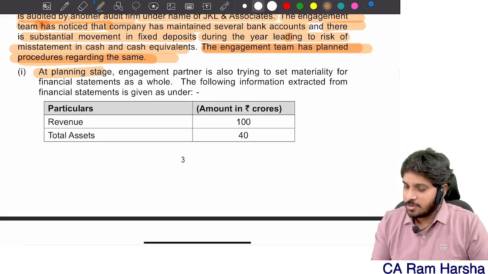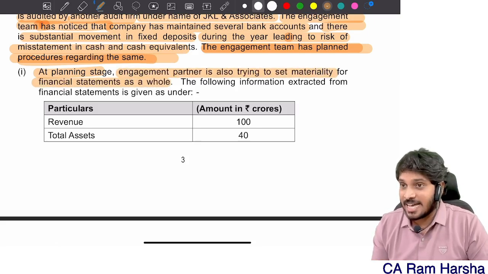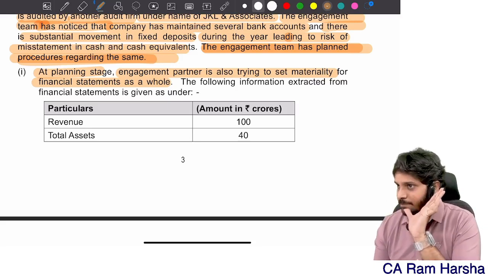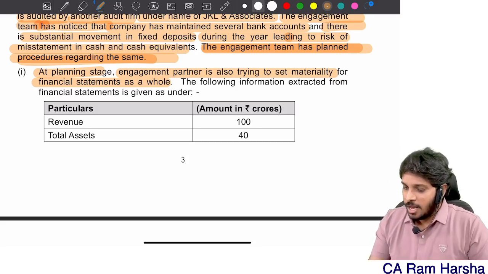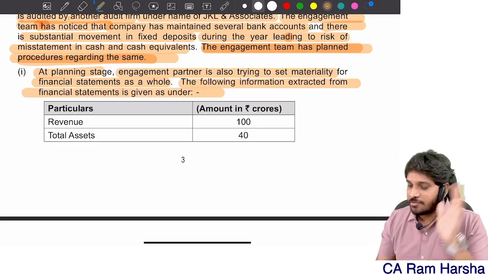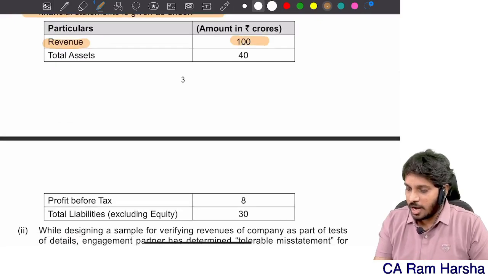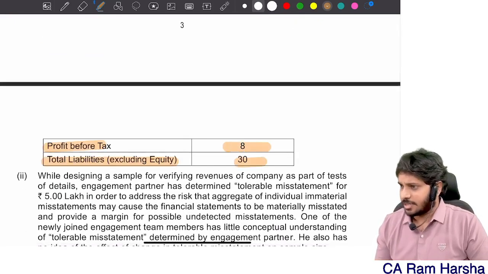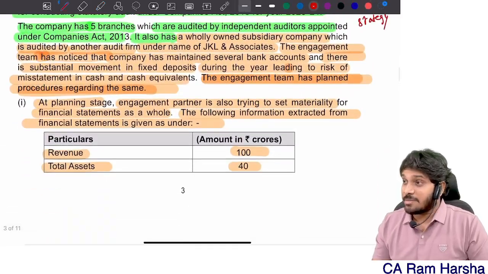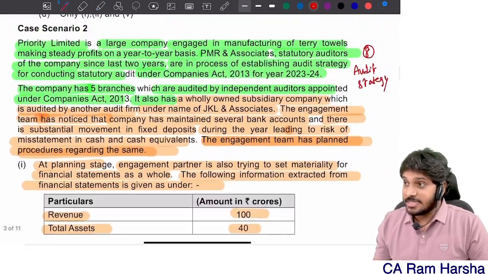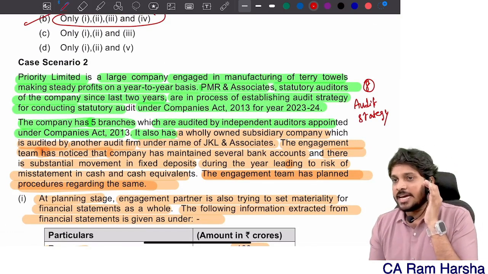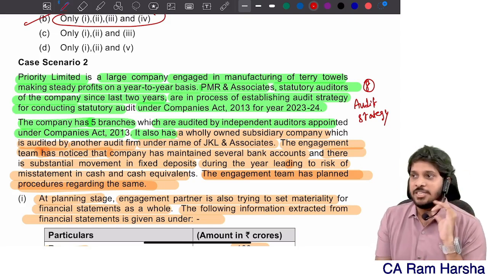At planning stage, the engagement partner is also trying to set materiality for financials as a whole. Materiality discussion I have given in the risk assessment chapter. The following information extracted from the financials is as under: revenue 100 crore, total assets 40, profit before tax 8, total liability 30. You know, the auditor wants to set materiality, right? Materiality in this case can be set as a percentage of a benchmark. Materiality will be decided as a percentage of a benchmark.